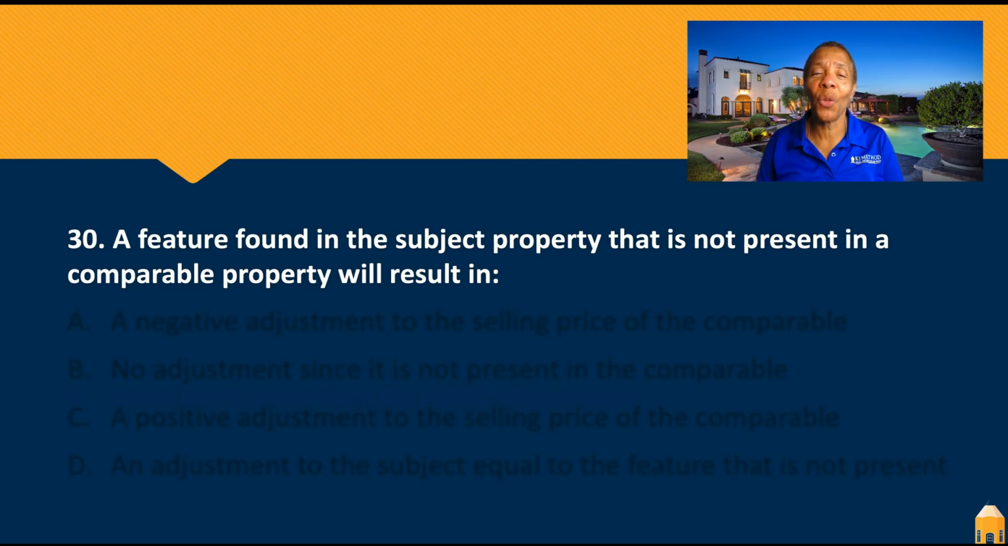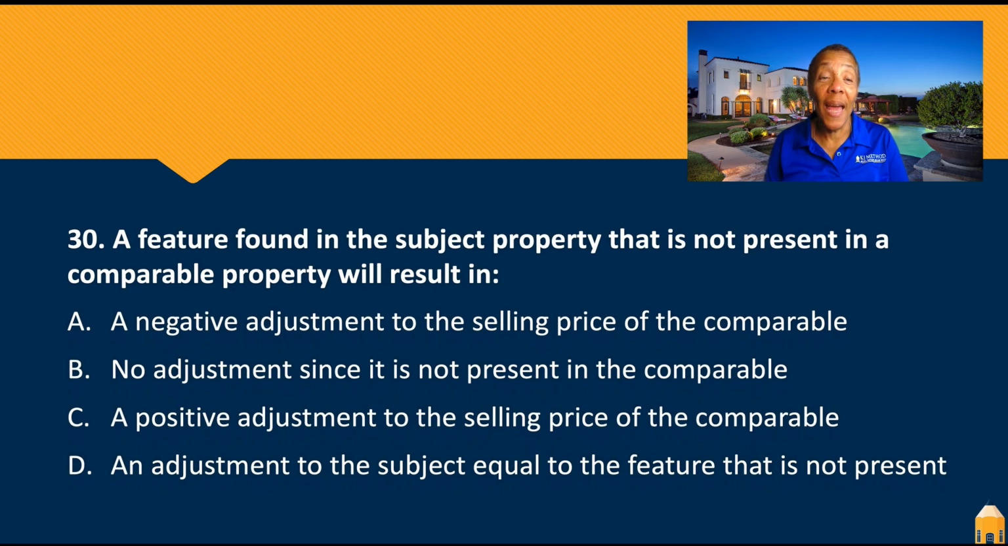30, a feature found in the subject property that is not present in the comparable property will result in A, a negative adjustment to the selling price of the comparable. B, no adjustment since it's not present in the comparable. C, a positive adjustment to the selling price of the comparable. D, an adjustment to the subject equal to the feature that is not present.